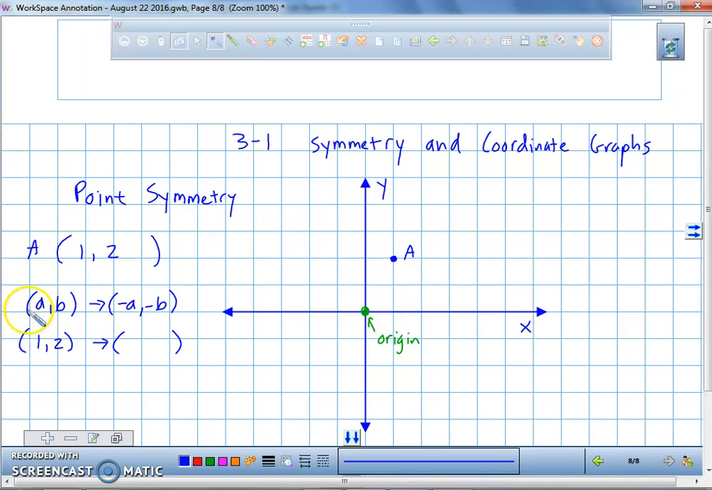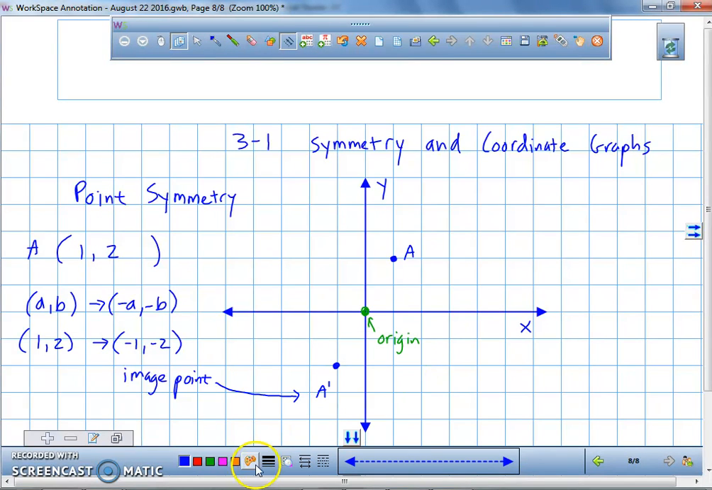So Ryan, if Tyler gave us 1, comma, 2, and we have to follow this rule right here, what would my image point be? Negative 1, negative 2. That's what's called the image point for this particular problem. So right here, I'm going to go negative 1, negative 2, and put a point right there. I'm going to label it A prime. So this is A. The image point would be A prime. Now I'm going to make a little dotted line between these.